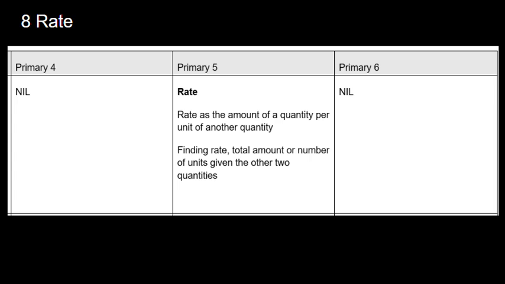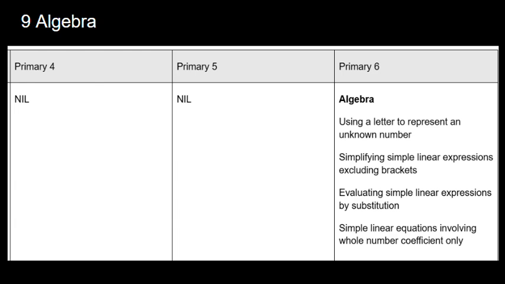Topic number 9, algebra. Algebra will basically be covered in P6 itself. In P4 and P5 you will not touch on algebra, but the students are more or less a little bit exposed to algebra because of the model method. Basically you use letters to represent an unknown number. You can use x and y, a and b, and so on, and you simplify some linear expressions excluding brackets, such as 2a plus b. It's very simple. Then they say that if a is equal to 2 and b is equal to 3, what is 2a plus b? Something like that.